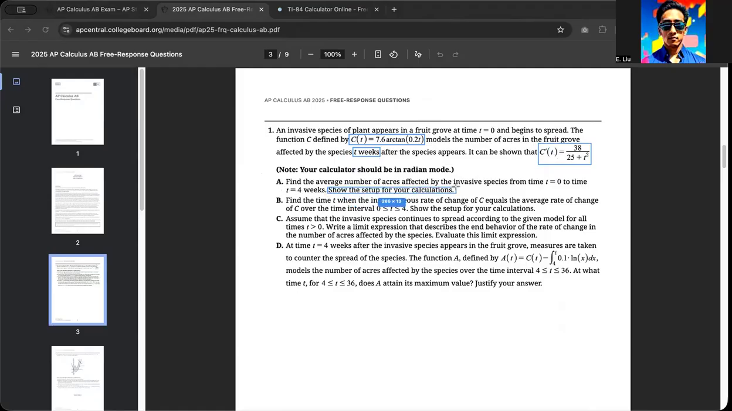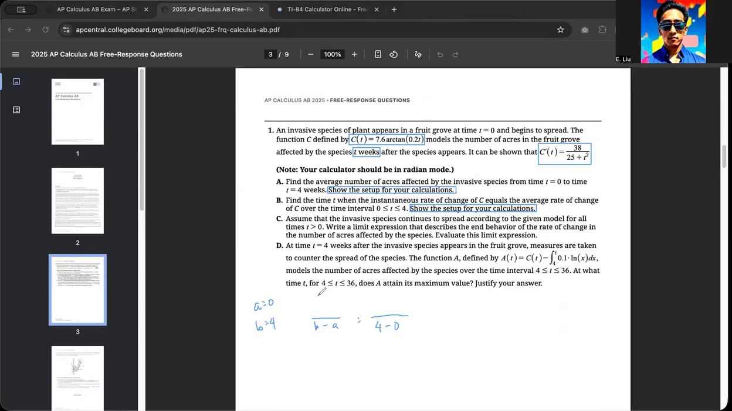Whenever they say, show the setup for your calculations, you have to make sure that you show exactly what you're putting into your calculator or what you're going to be solving for in terms of your equation. Now we have time 0 to 4 weeks. We already understand that's basically our B minus A, where A is equal to 0 and B is equal to 4. So that's going to be our 4 minus 0 at the bottom.